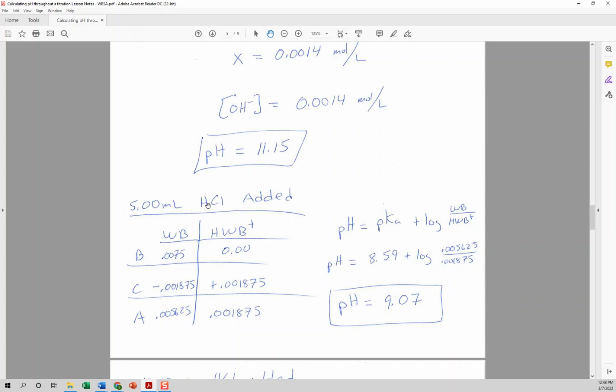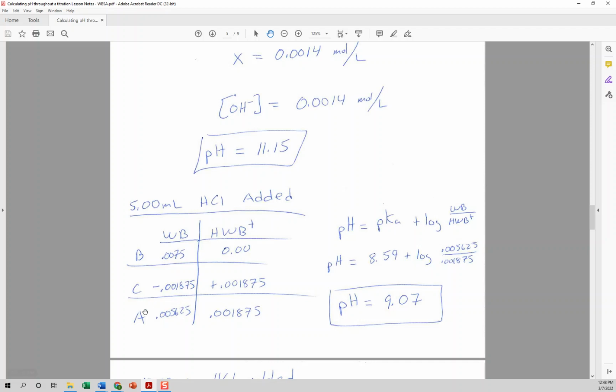The change is the amount of HCl we add. So we have to do liters of HCl, 0.005, times the molarity, which was 0.375. So that's how many moles of WB I'm going to lose, and that's how many moles of HWB plus I'm going to gain. So we subtract, we add, we get our new amounts.